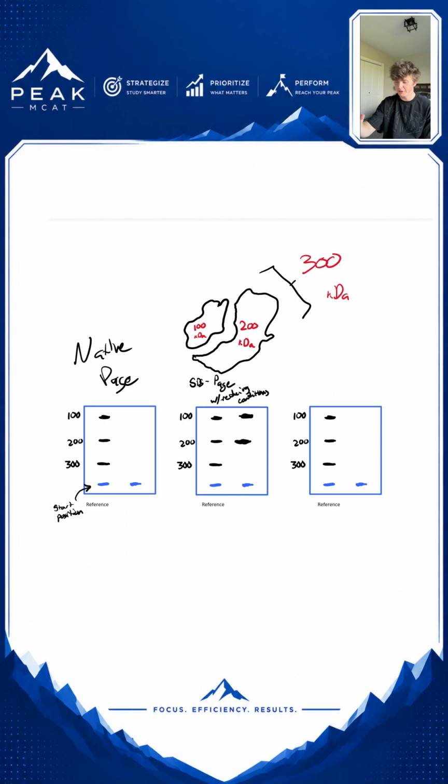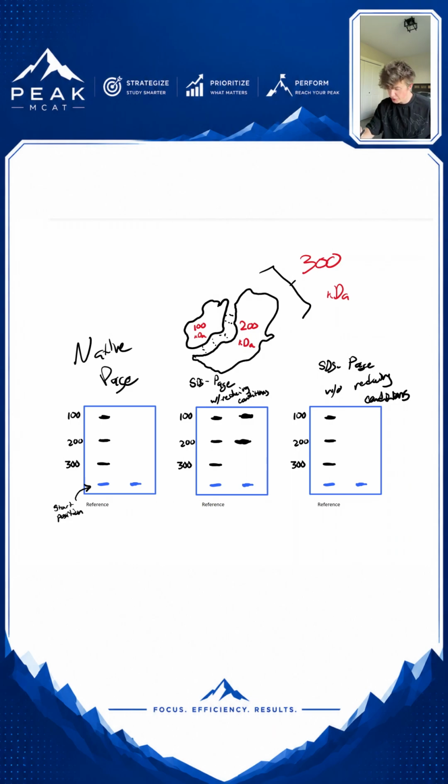Now the last kind of gel electrophoresis you have to know is SDS PAGE without reducing conditions, or under non-reducing conditions. This means that the protein, let's say, is held together by hydrogen bonding, like in the first scenario. So there's only hydrogen bonds that are linking these 2 subunits together.